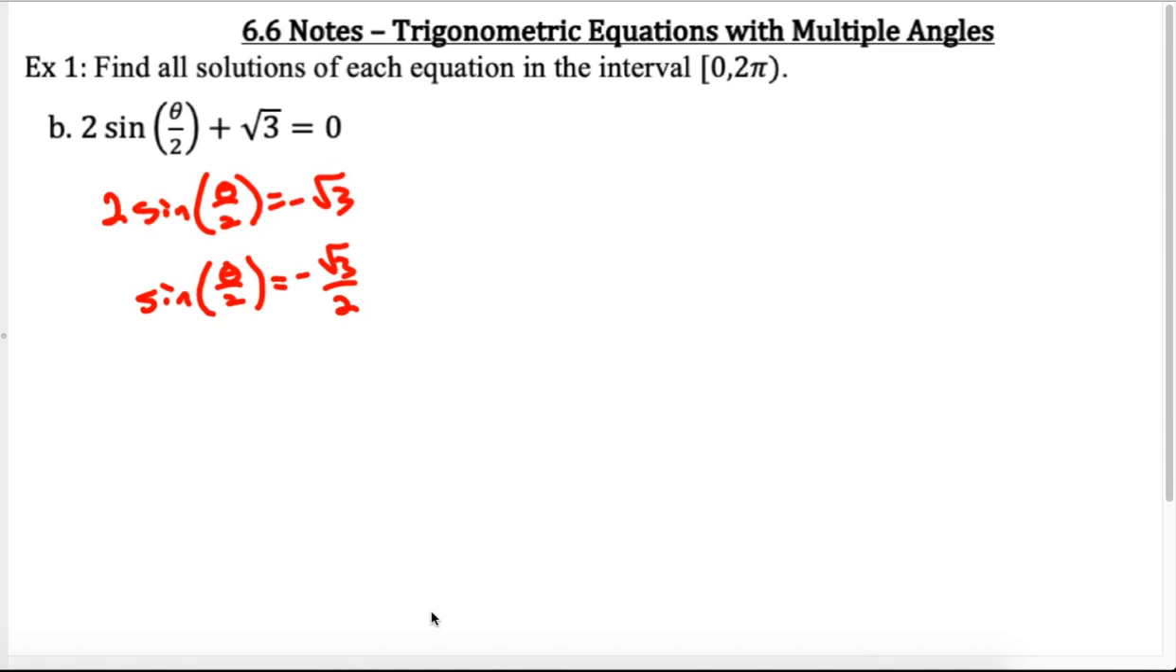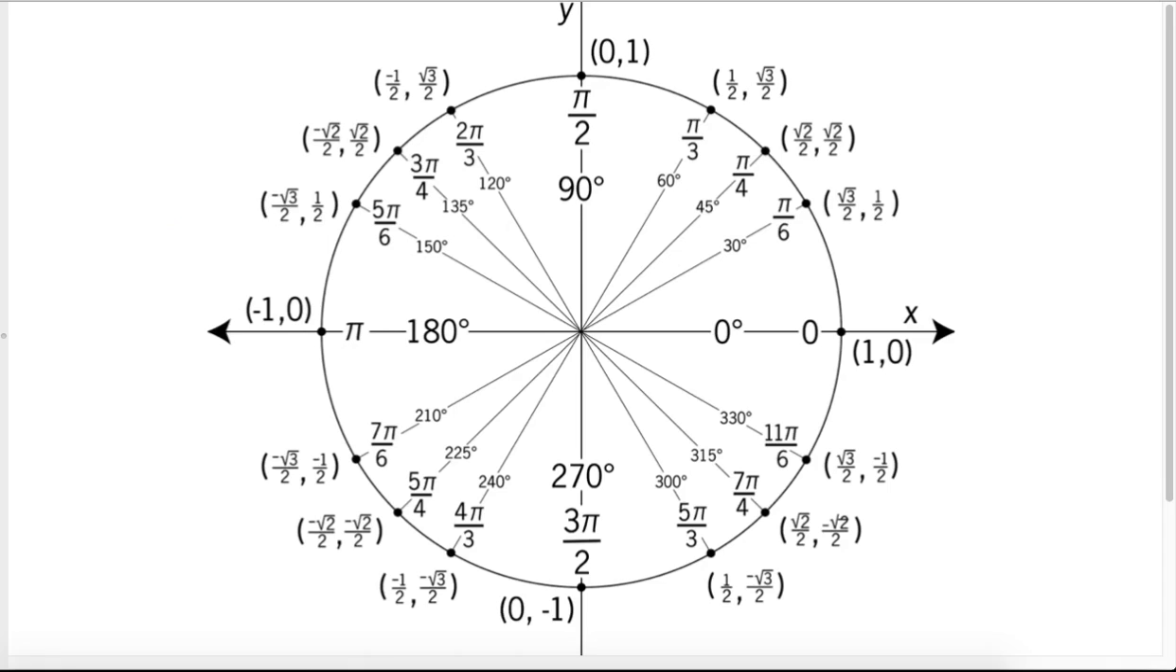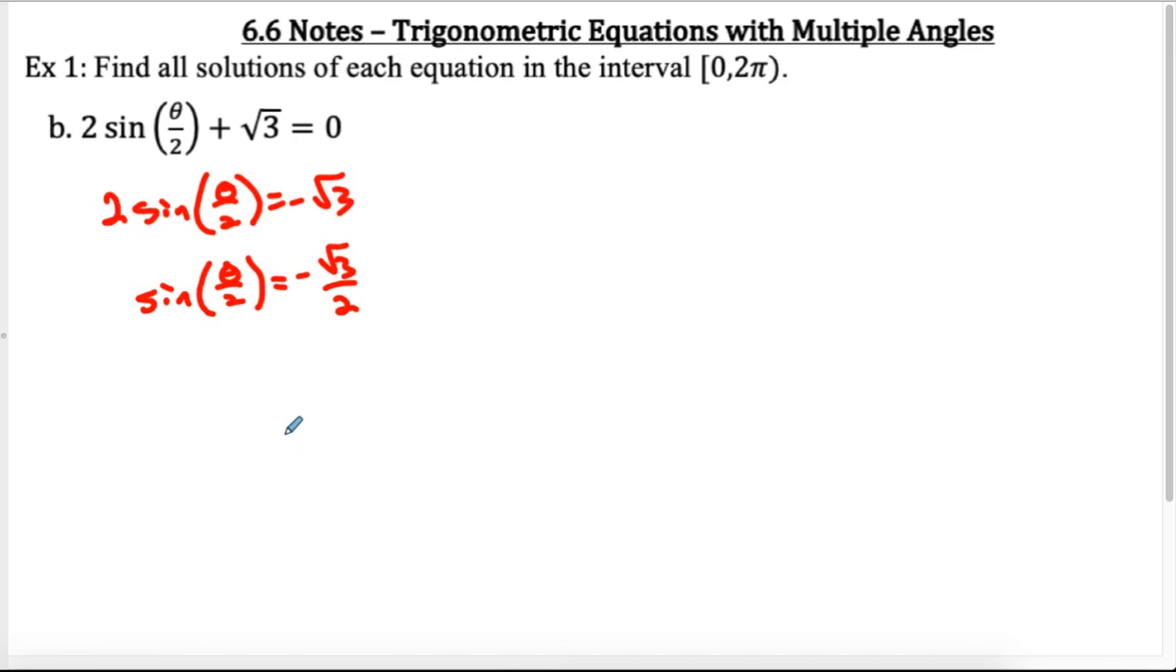So then I can go to the unit circle and say, well, sine is equal to negative square root of 3 over 2 right here and right here. So I have 4 pi over 3 and 5 pi over 3. So let's put those answers down. Right? And we're taking whatever's on the inside. So in this case, that's theta over 2, setting that equal and adding our plus 2 pi n.